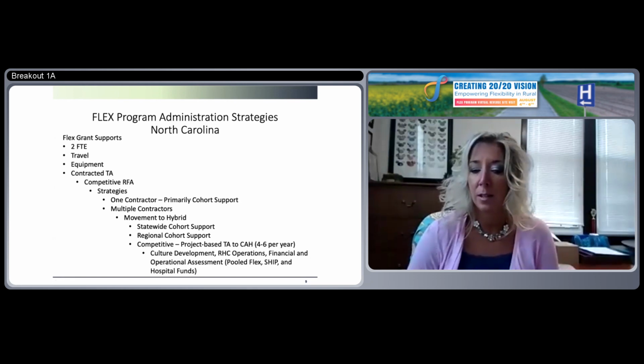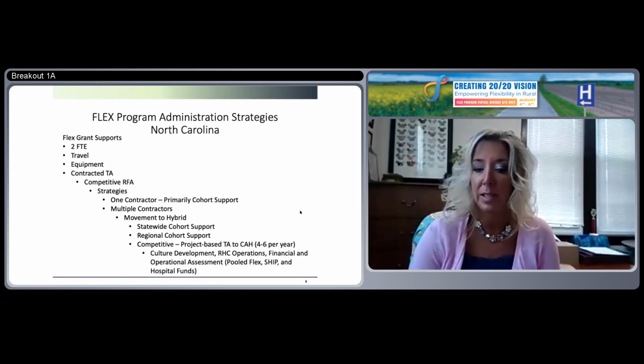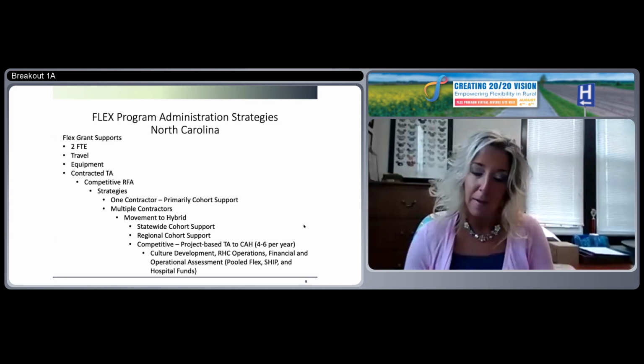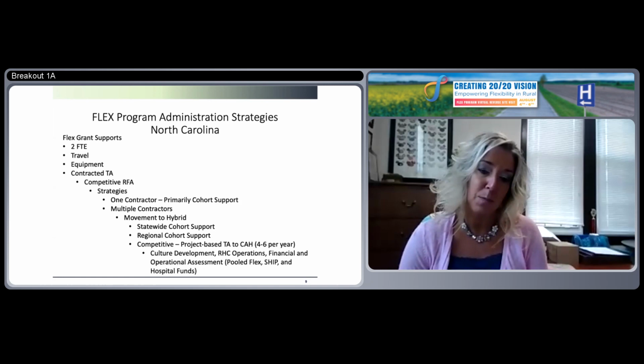The other challenge with being in state government is that the state is going to pull indirect rate costs based on FTE. So some of our funding that comes through from Flex automatically gets pulled because of the number of FTEs that are supported in that particular grant. And I'll talk to you a little bit about the different ways that we've administered the Flex program over the years.